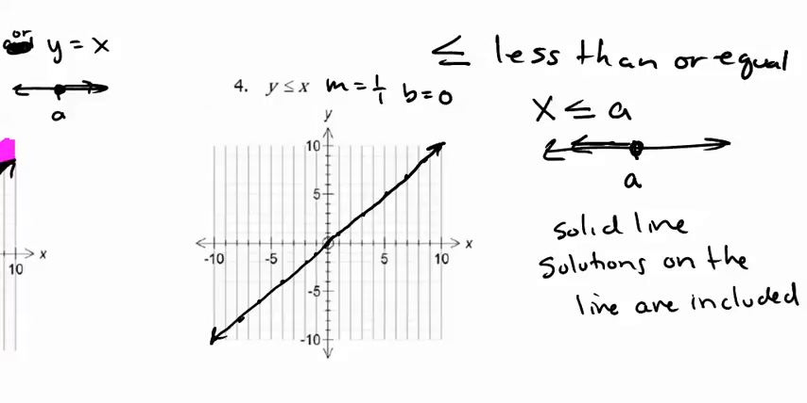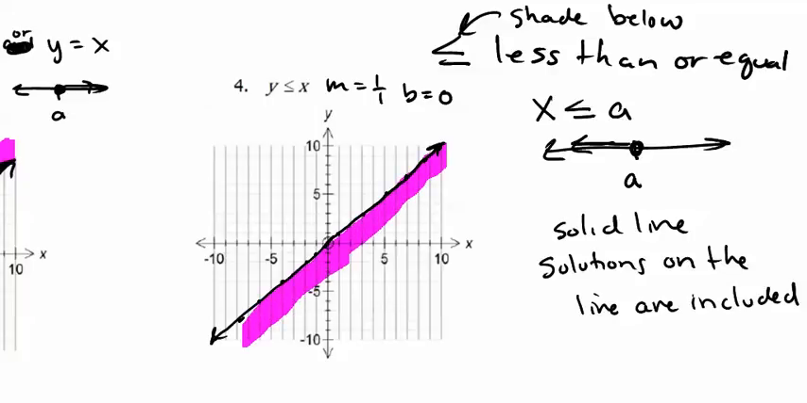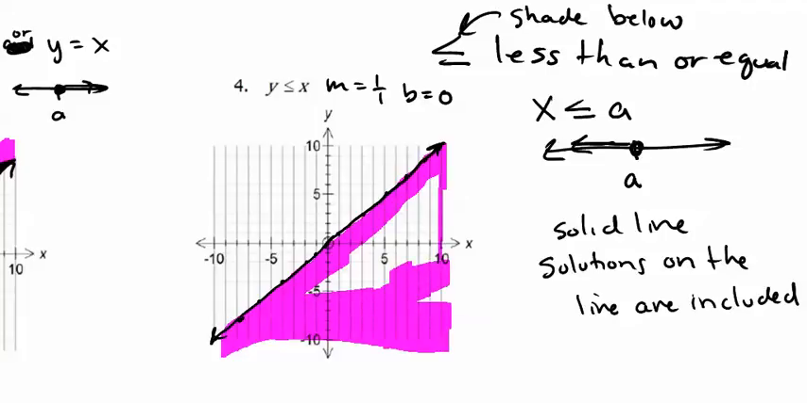All right, so then where else do I shade? Well, if I'm going to shade less than or equal to, then less than means that I should shade below. Okay, so I'm going to shade below the line. So basically what that means is all the points on the line and under the line, below the ground, if the line is the horizon, right, those points are included in my solution. Okay, so I'm going to shade all of these points. So that's what my solution should look like.